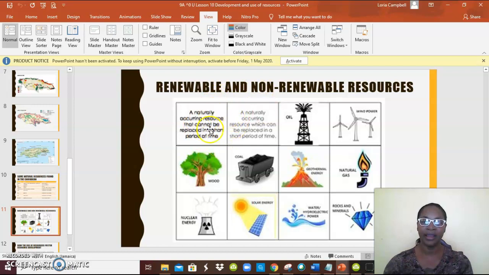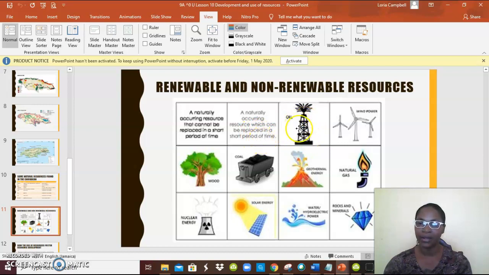So first, here are two definitions. Which one is talking about renewable resource? Which one is talking about non-renewable resource? This says a naturally occurring resource that cannot be replaced in a short period of time. This one says a naturally occurring resource which can be replaced in a short period of time.